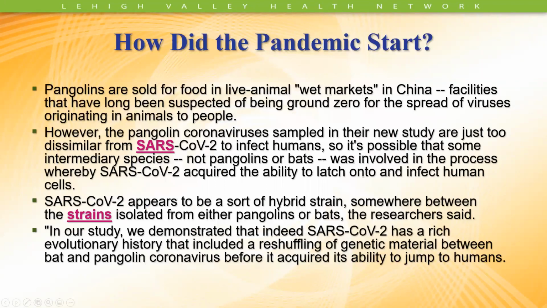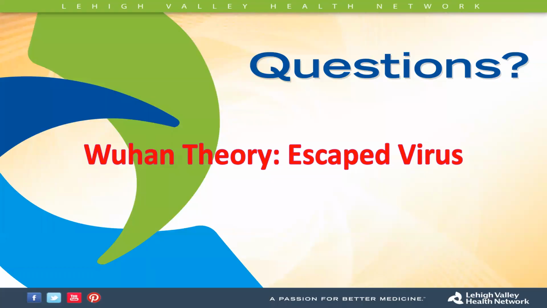And again, it's been that pangolins are sold for food in live animal wet markets, and they believe that's the way it spread, from these bats to this pangolin to individuals, and lots of individuals who had interactions at these wet markets. Now, so that's theory 1.